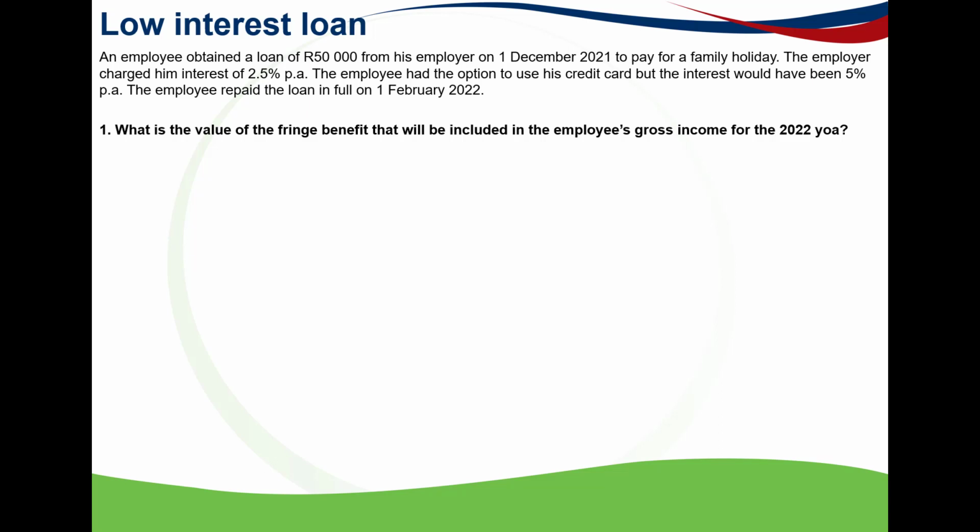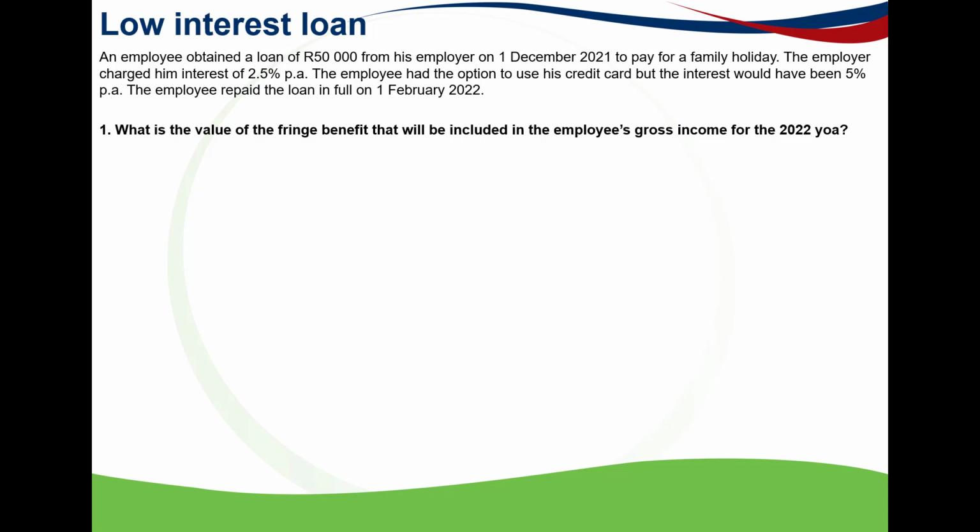The employer charged him interest of 2.5% per annum, and the employee had the option to use his credit card, but the interest would have been 5% per annum had they used their credit card. The employee repaid the full loan on the 1st of February 2022. So what we are required to do is to determine the value of the fringe benefit that will be included in the employee's gross income for the 2022 year of assessment.